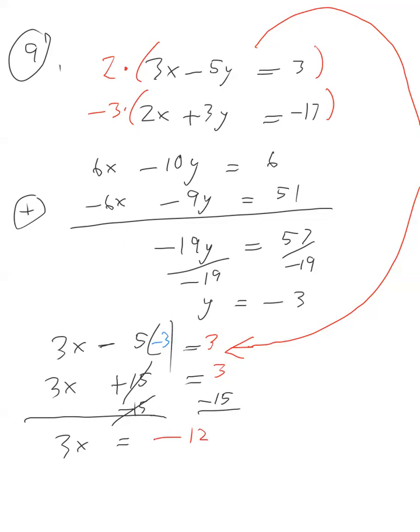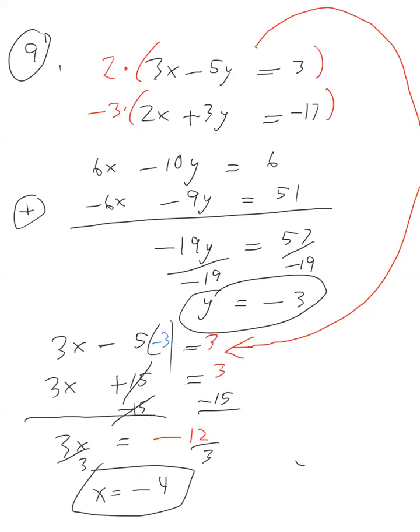So now we will get 3x equals negative 12. And then if I divide by 3 on both sides, I'll get x equals negative 4. So the solution, as an ordered pair, you put x first and then y. So the solution is negative 4, negative 3. Now let's go ahead and do example number 10.